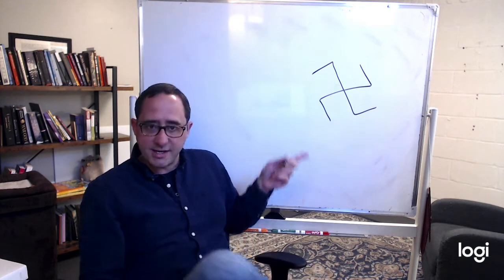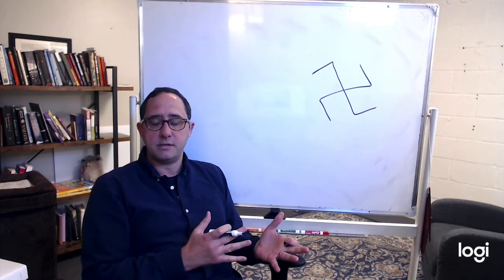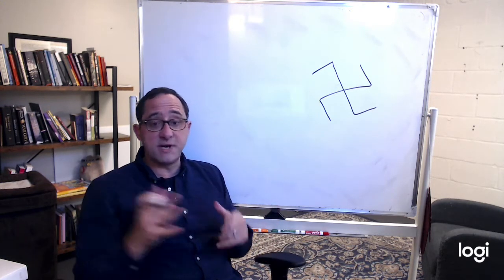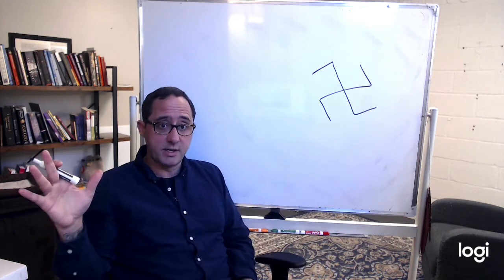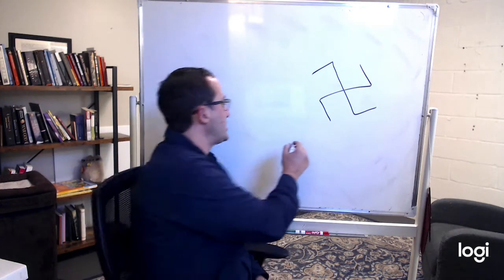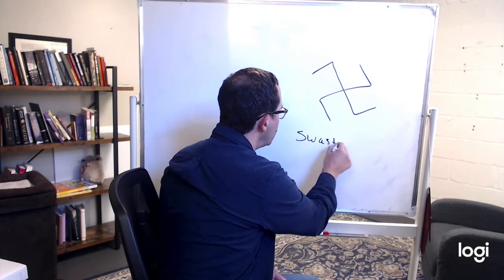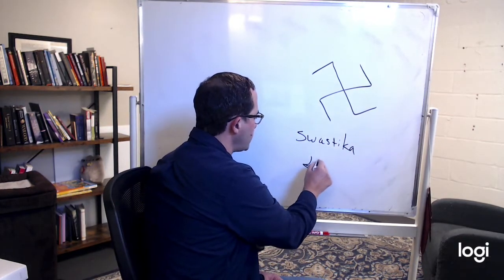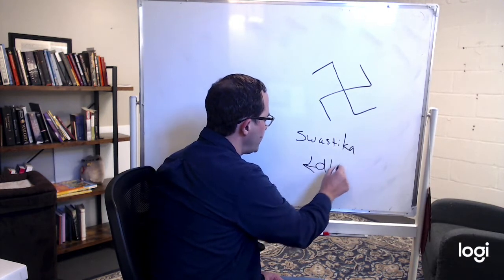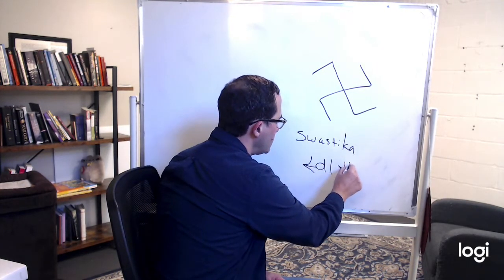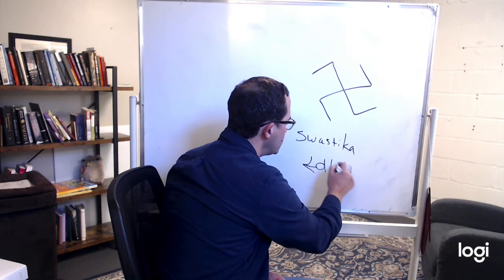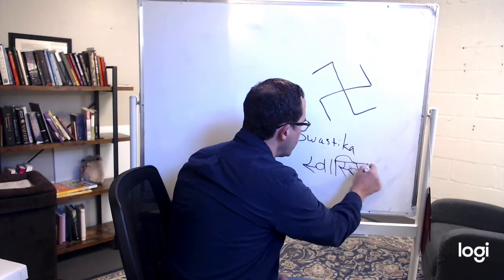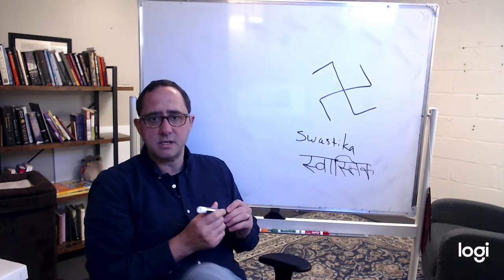Well, where does this actually come from? It comes from India. You'll see it throughout the world, especially where Buddhism has spread. So look up, this is called a swastika. Swastika, I think it comes from the Sanskrit, probably something like swastik. Someone can correct me, probably swastik.